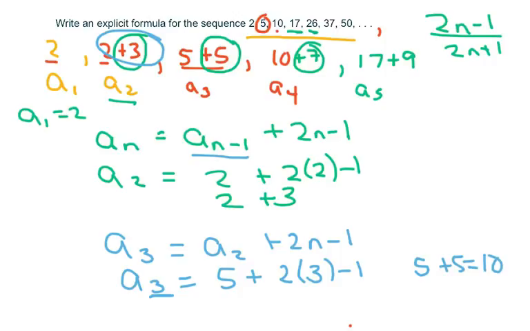But what I had to do here, when I'm trying to find this, is keep looking at this previous term and seeing what I'm adding. And what I'm adding is the odd numbers, odd multiples, okay? All right.